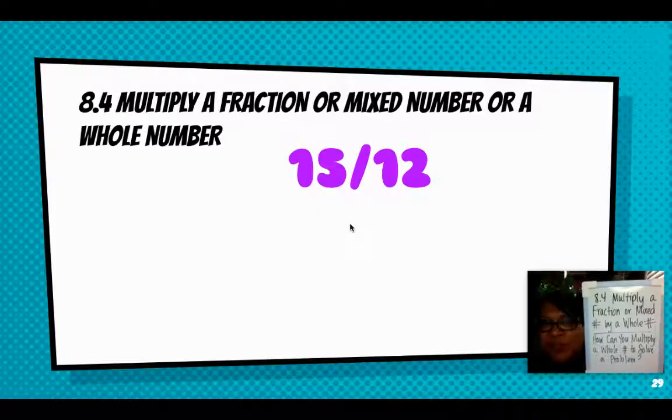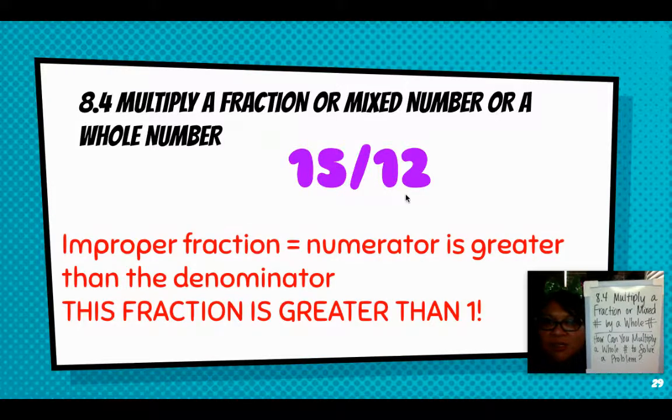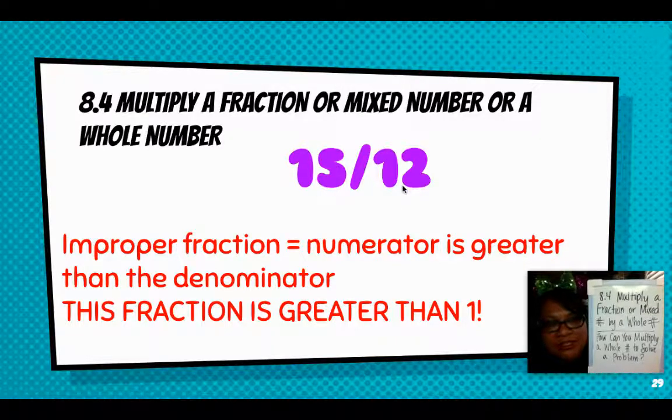So if we wanted to look at a fraction like 15/12, what do we notice about it? Well, we notice that 15 is greater than 12. That's called an improper fraction, where the numerator is greater than the denominator. And that just means that this fraction is obviously greater than 1.